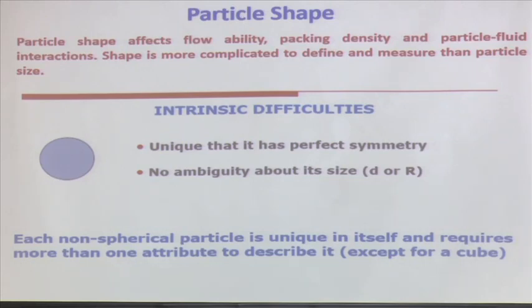Okay. So, shape is more complicated to define and measure than even particle size. We have seen how difficult it is to measure particle size, shape is more difficult. I will show you why. Now, if I have a spherical shape like this, it is very easy to measure the shape. There is actually no ambiguity about the size, I can say it is the diameter or the radius, and I can easily define the shape.